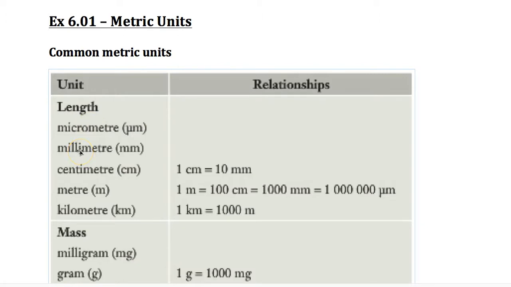A millimetre you recognise as what you see on your ruler. But a micrometre is actually 1,000 times smaller than a millimetre, all right? So micrometre, quite small. Then we've got millimetre, mm. Then we've got centimetre. So this is from the smallest to the largest. We've got micrometre, millimetre, centimetre, metre, and kilometre.